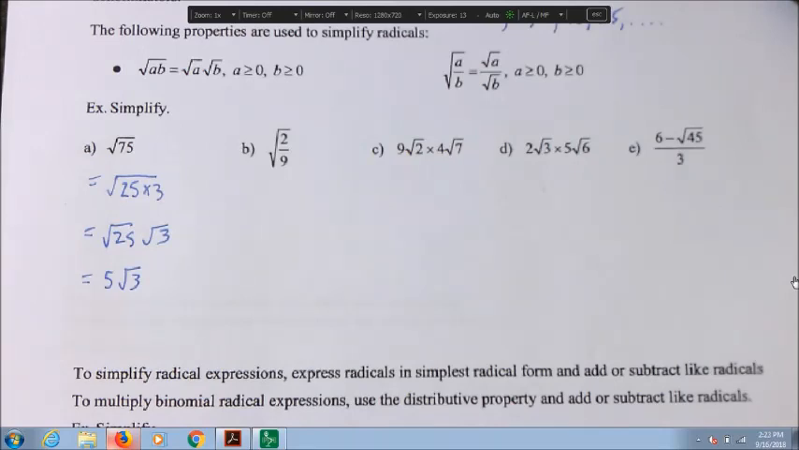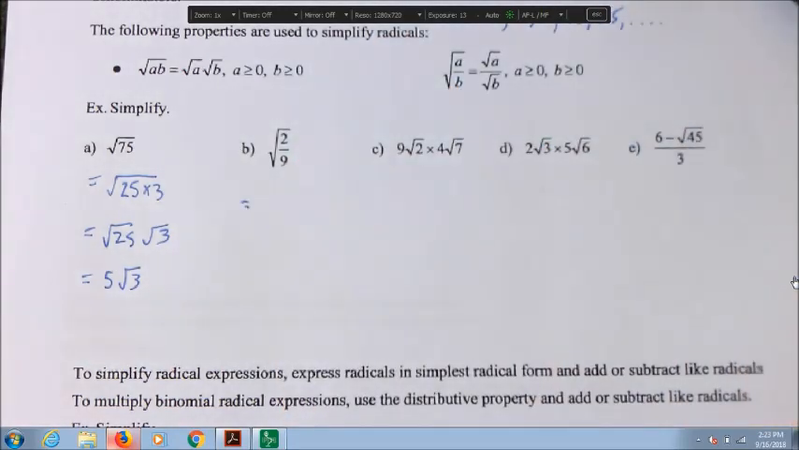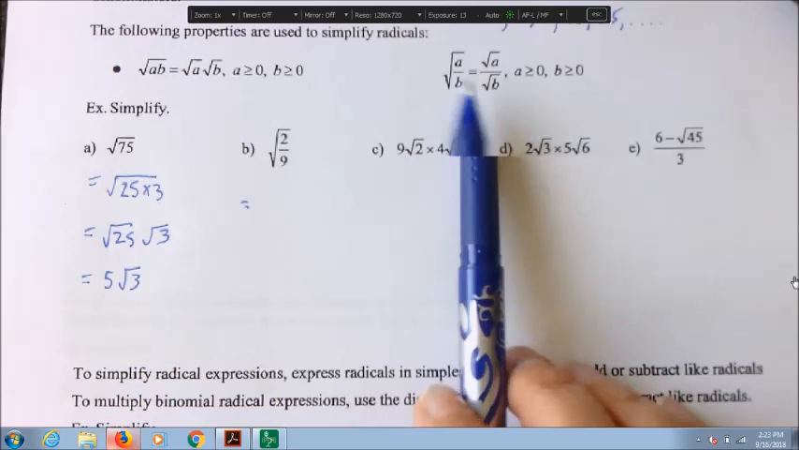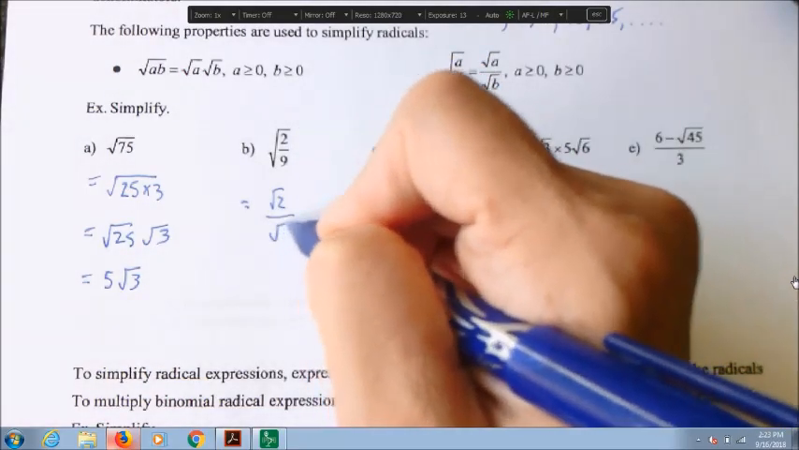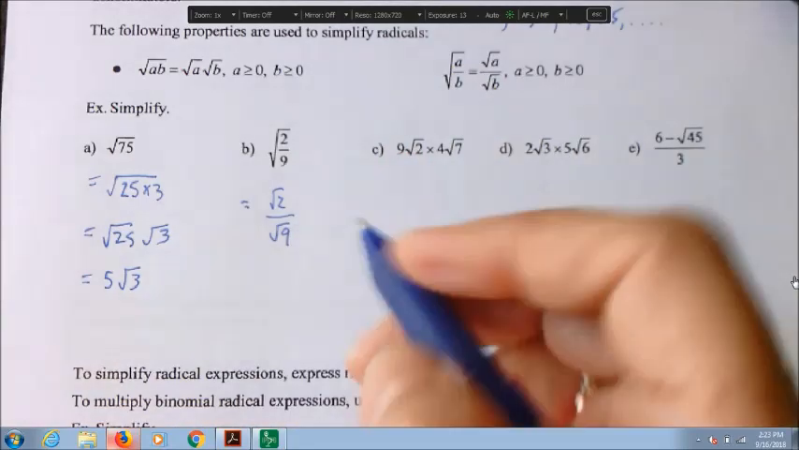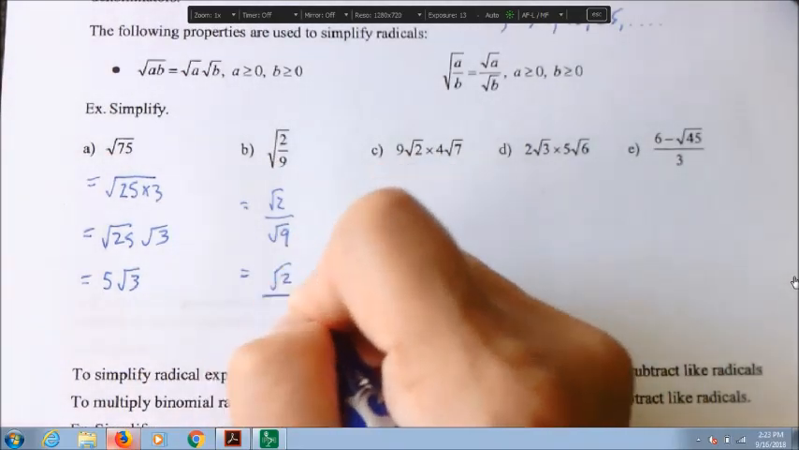Okay, let's do the other one. This is a fraction, but the second property says that we can split this into root 2 over root 9. Okay? This is helpful because root 9 is just a whole number 3. So this is root 2 over 3.